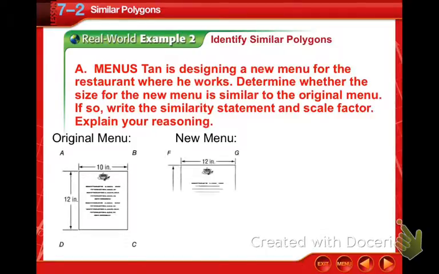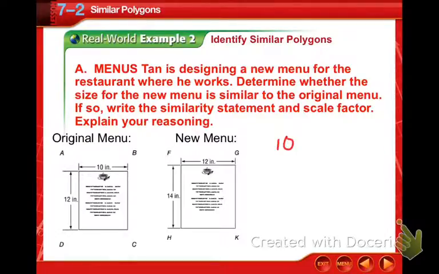So here's our next one. Tan is designing a new menu for the restaurant where he works. We want to determine whether the size of the new menu is similar to the original menu, and if so, write a statement and find the scale factor. We're given two proportions for each of these. We're going to set up a proportion, and if the two proportions are not equal, then they are not similar.